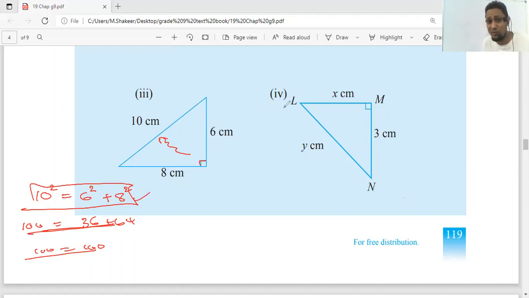So what is the answer for this one? Question number 4, row number 4. Help me. Opposite to the 90. First, every time you have to go and select the right angle. That's the first work. Right angle. This is opposite to that one. It's y. So we write y squared. It's equal to the other two sides squared. That means x squared plus 3 squared.